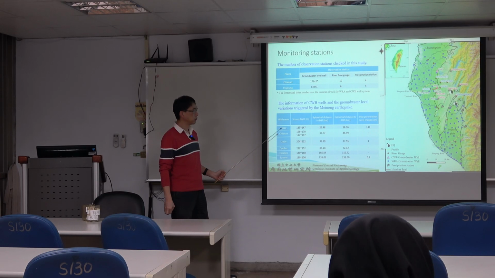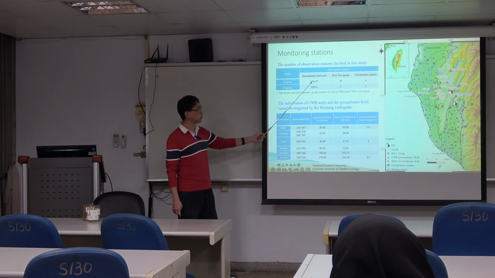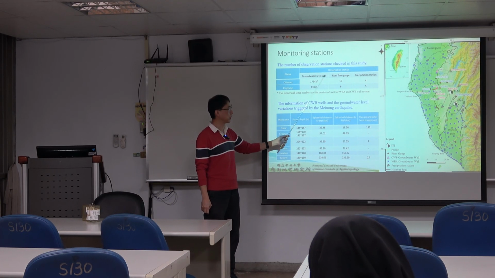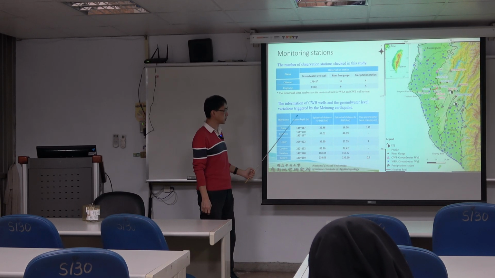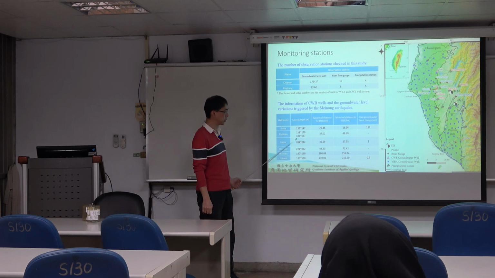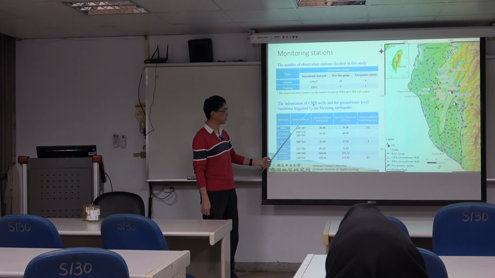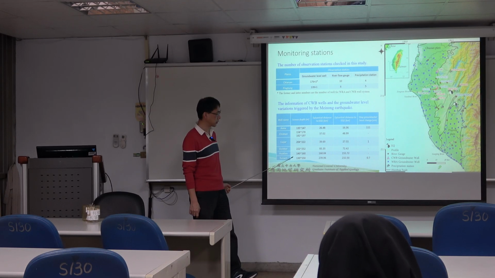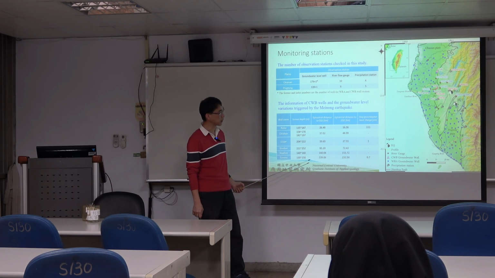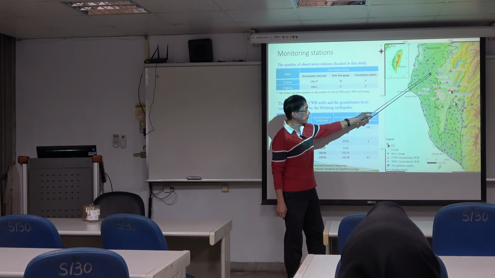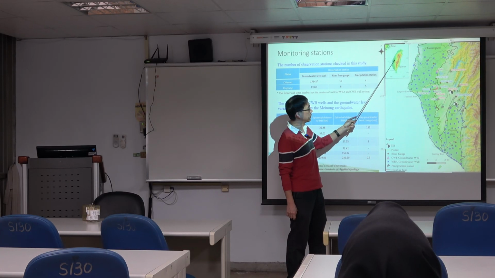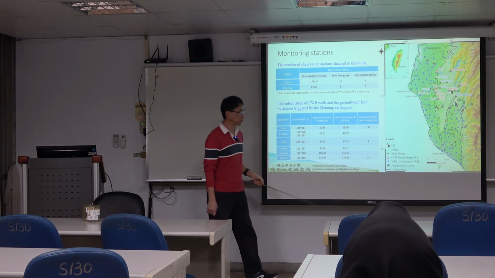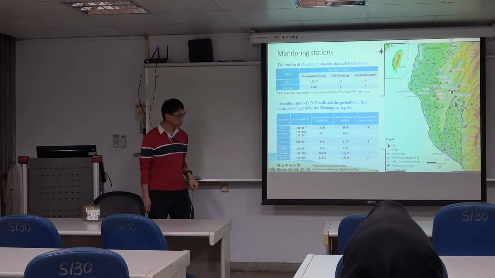And here we have the Water Resource Agency's observations. So we have the river discharge and groundwater wells. But we have another system, the CWB, the Central Weather Bureau. They are doing the high-sampling-rate groundwater observation. There are only 6 wells. Okay, so 2 wells are here, and there are others. 1 is here, and Ilan has 1, and Hualien has 1. Okay, so we have 6 wells in total to do the observation.